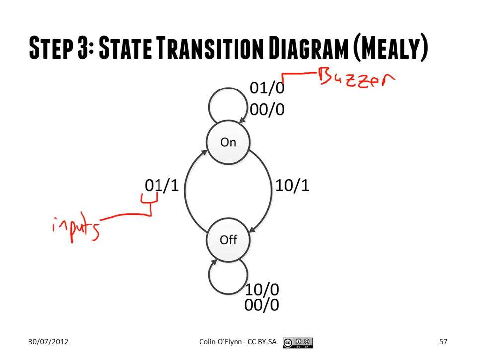So with the Mealy machine, I still have just these two states, the on state and the off state. In the on state, if you press the on button, it does nothing. And if you do nothing, it just stays in the on state. So that's what this is showing.